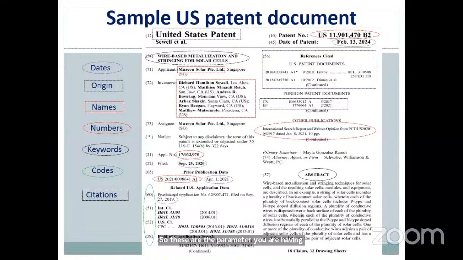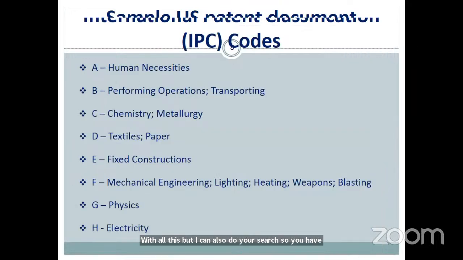So there is more information in a patent application, and it is said to be disclosed on the website. With all these parameters, you can also do your search. You have been given more parameters, so more options to search. And now you have to design what strategy you are going to follow. That is the important thing.